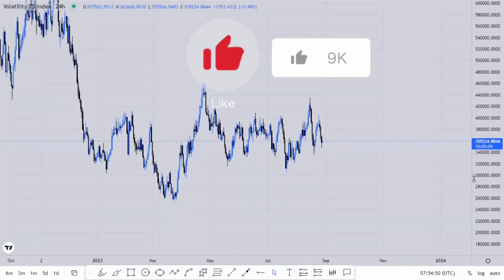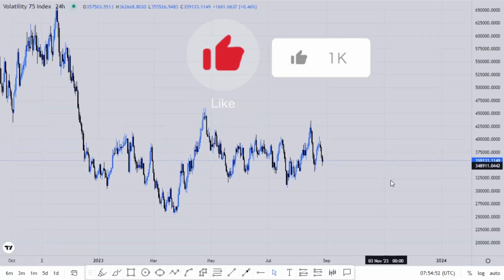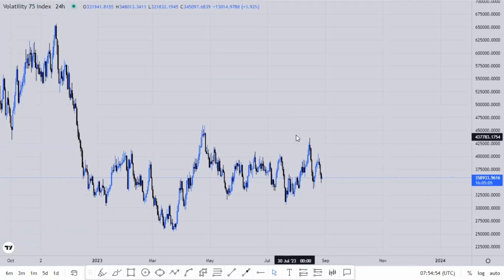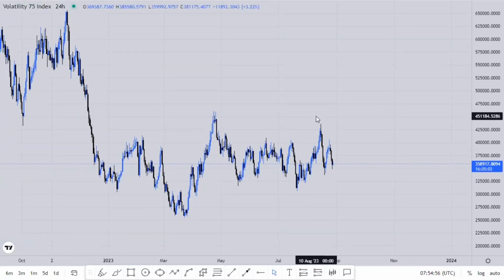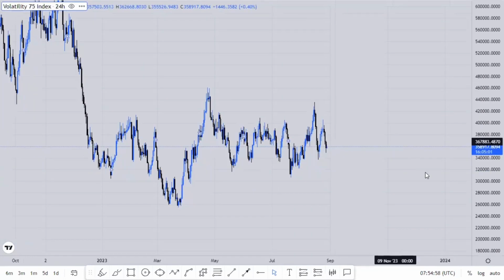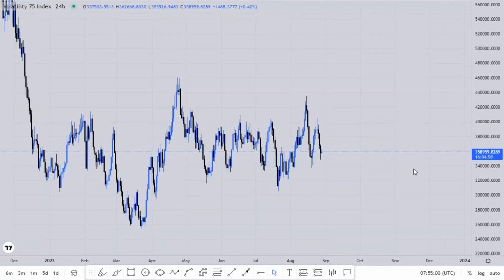So I just want to go down a few synthetic indices pairs so that I show you my lookout for this entire week on volatility 75, as well as a few other crash and booms.